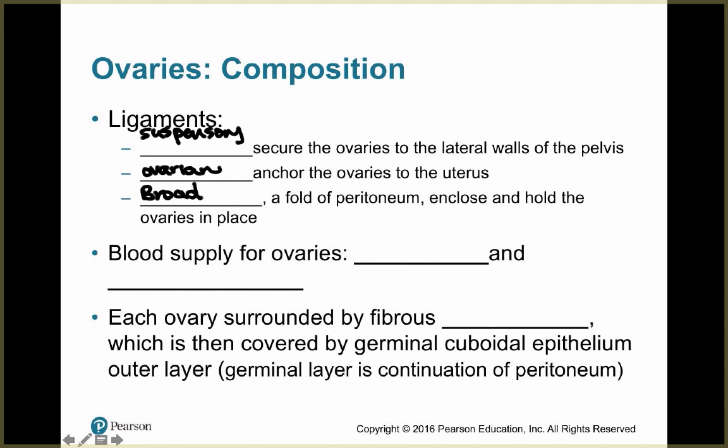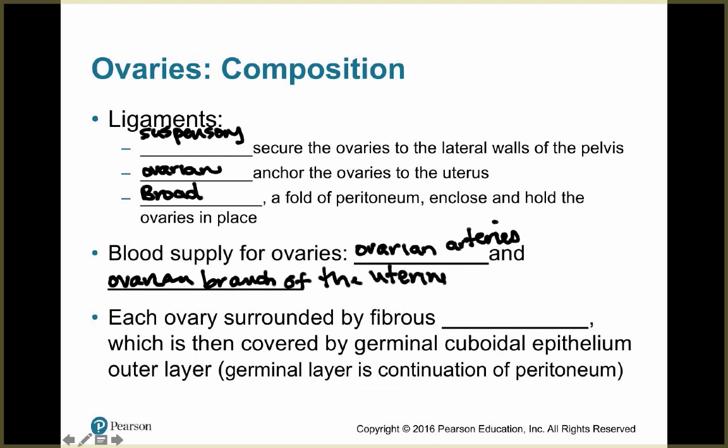Now, the blood supply for the arteries is from both the ovarian artery and the ovarian branch of the uterine artery. So it gets a blood supply from two places.